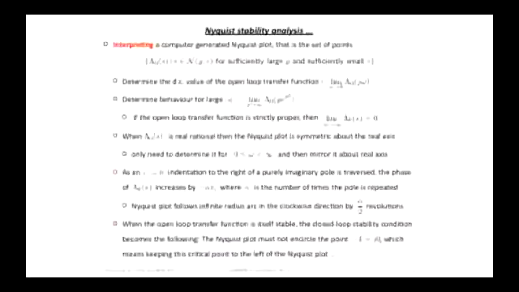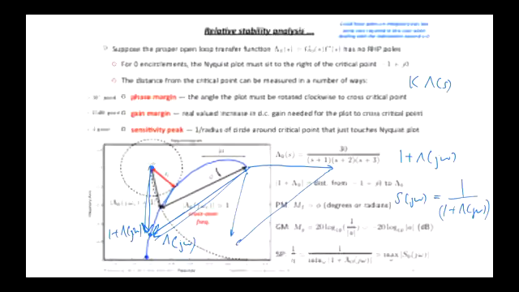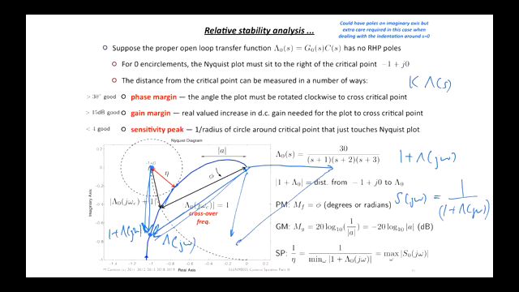So this gives rise to these notions of relative stability. And the point is that you can measure it in different ways. These are the 3 main ways for doing it.